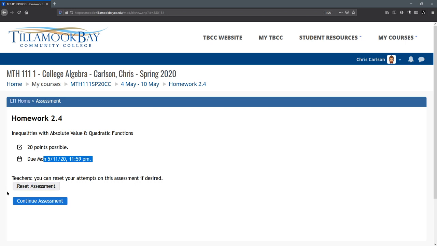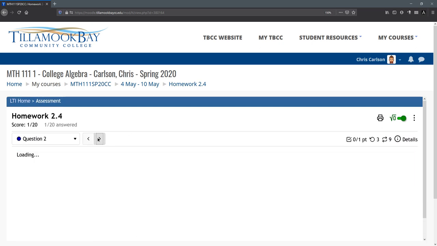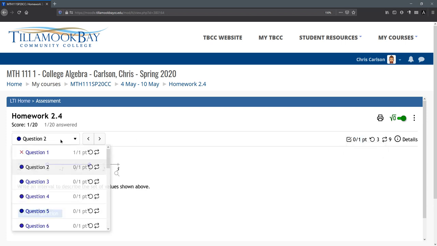And we're going to go ahead and continue assessment. If you haven't started, this button will just say start assessment. All right, so this first question right here. Actually, let's skip this one. We'll go right to the second question. Okay, so on this one, there is a zero. This is your score on the question. You can also see your score written right here, 0 of 1. Question one, I did answer correctly. And question two, not yet.